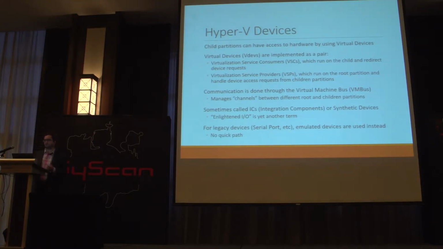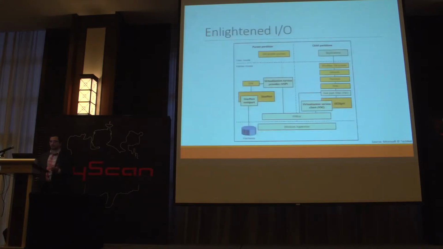So when the guest partition accesses an I/O port that's associated with the floppy drive, the I/O port will be hooked, and then it will have to be emulated at that point. So that's the slow path.